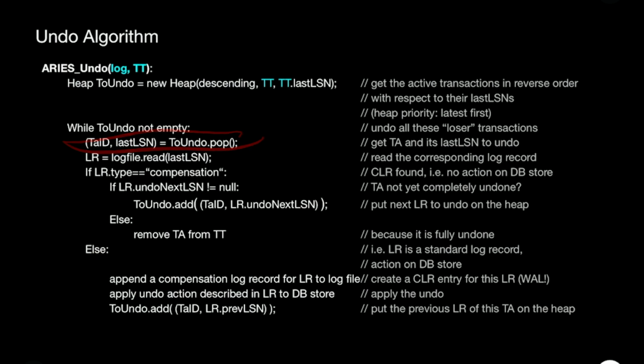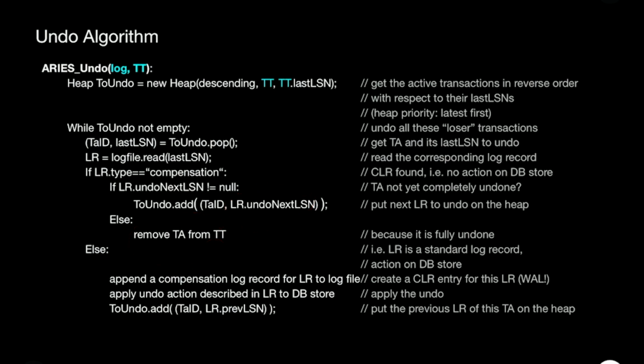You remove that, read that entry from the log file, and then you check again for the type. So if it's a compensation log record, you have to make sure that you hop further, that you make another entry to the heap if there's an undo next LSN. If not, you can remove the transaction from the transaction table because then you're done undoing that transaction.